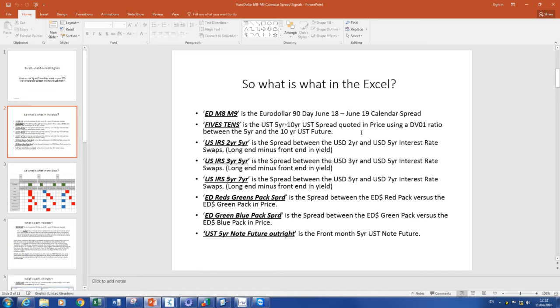Then I'm also going to look at, which you may or may not know what these products are, a Eurodollar reds, greens pack spread and greens, blues pack spread, okay? The reds, greens pack spread is the spread between the red pack and the green pack, and then the greens, blues is the spread between the green pack and the blue pack.